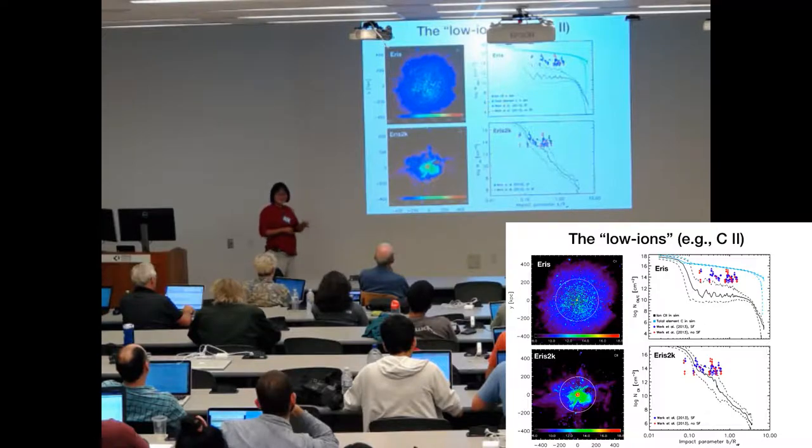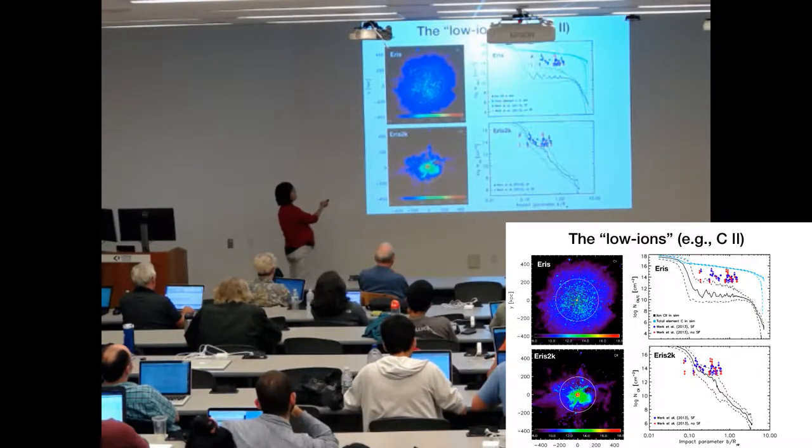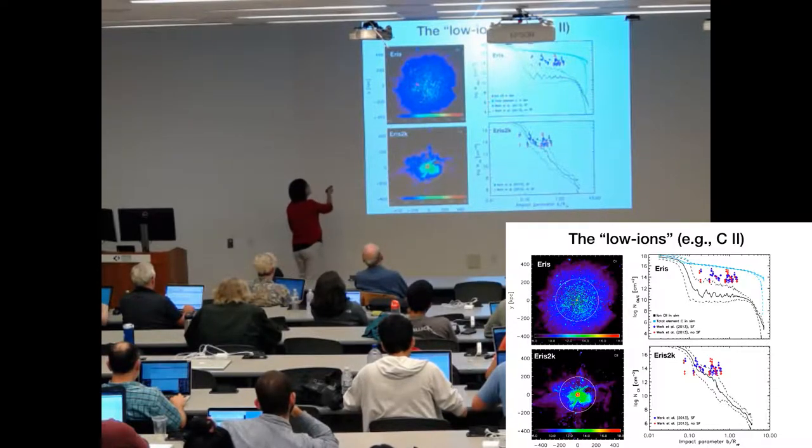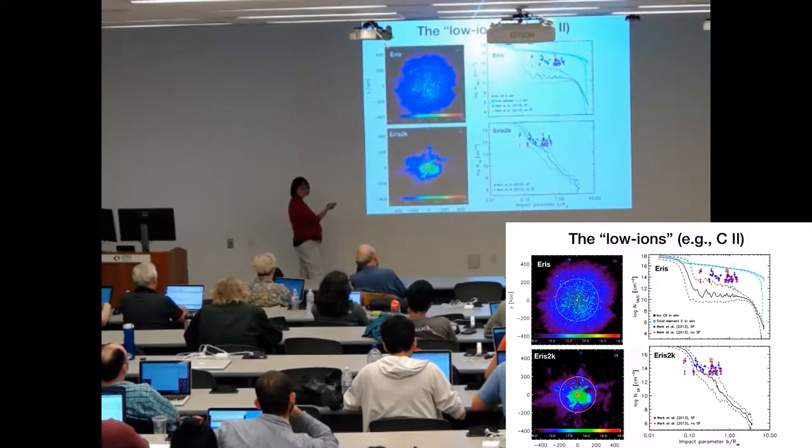Oxygen 6, we say, okay, both ways you can produce an okay oxygen 6. And how about the low ions? It turns out that Eris doesn't have a good low ion column density at all. This is the data, and this is the simulation. This is two orders of magnitude less. This is carbon 2 as an example, but everything is the same. Carbon 3 and magnesium 2 are the same. And this is Eris 2K, and we can get okay results for the low ions, which is quite interesting.